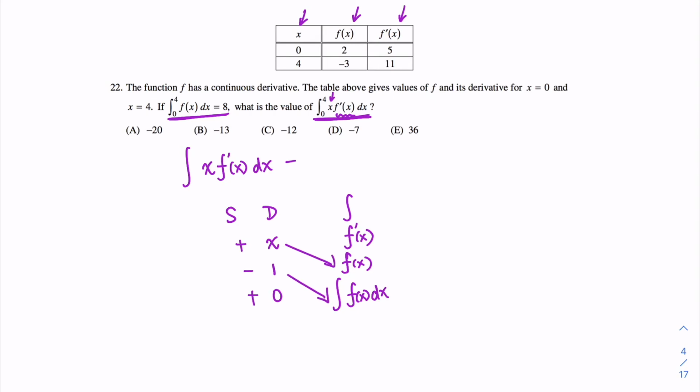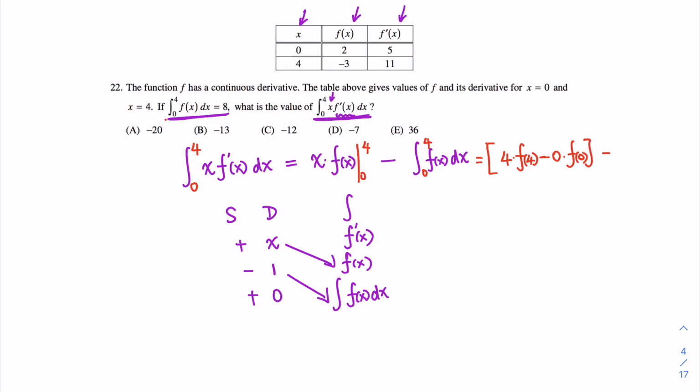So this would be equal to x times f of x minus 1 times the integral of f(x) dx. Now we are going to put the boundaries here. So 0 to 4, 0 to 4, 0 to 4. So the first one gives us 4 times f of 4 minus 0 times f of 0. And the second one, the integral from 0 to 4 of f dx equals 8.